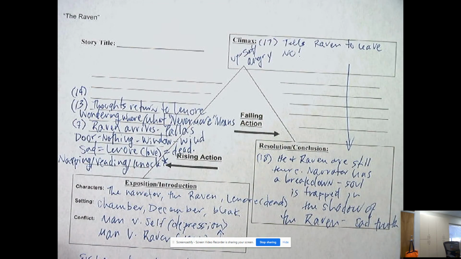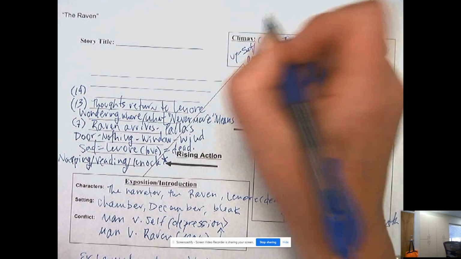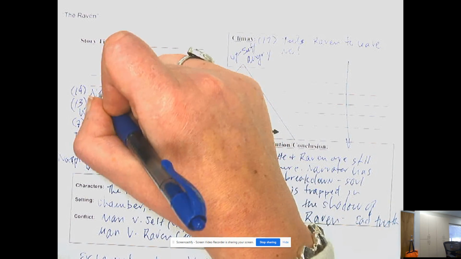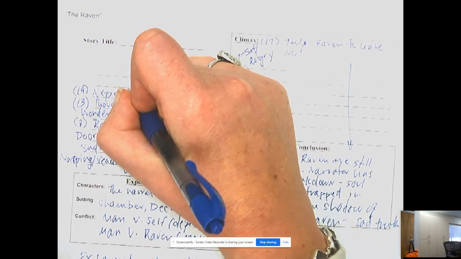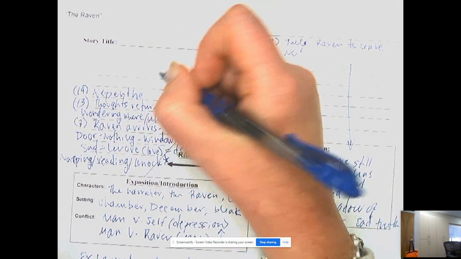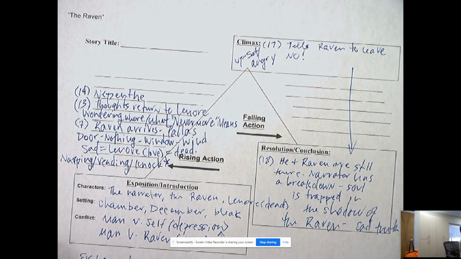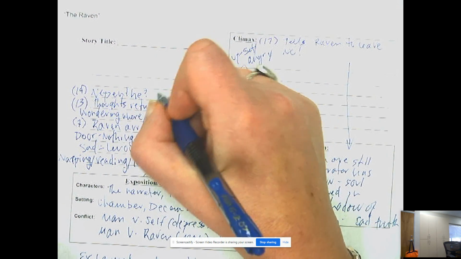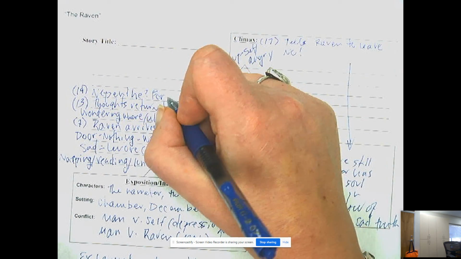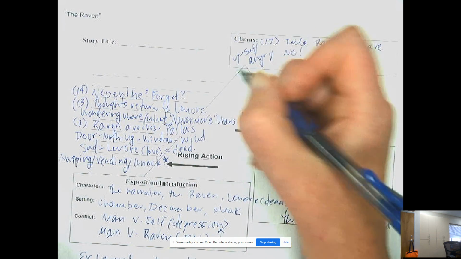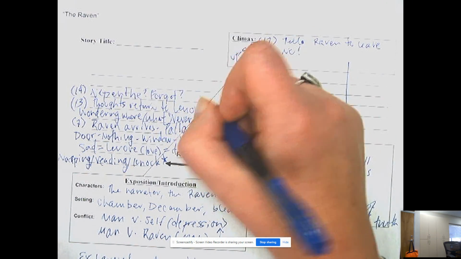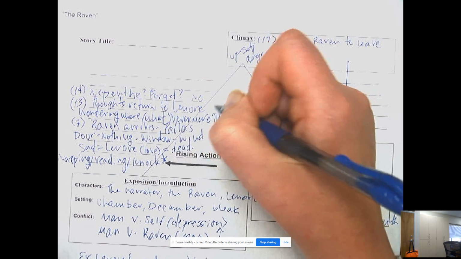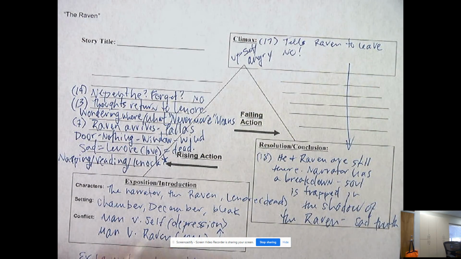He starts to ask the raven a series of questions. The first question is, do you have any nepenthe? Which is a Greek allusion to a drug to forget. Do you have any nepenthe for me to drink so that I can forget Lenore? The raven says, no, nevermore. Either none exist or I don't have any for you, or both.